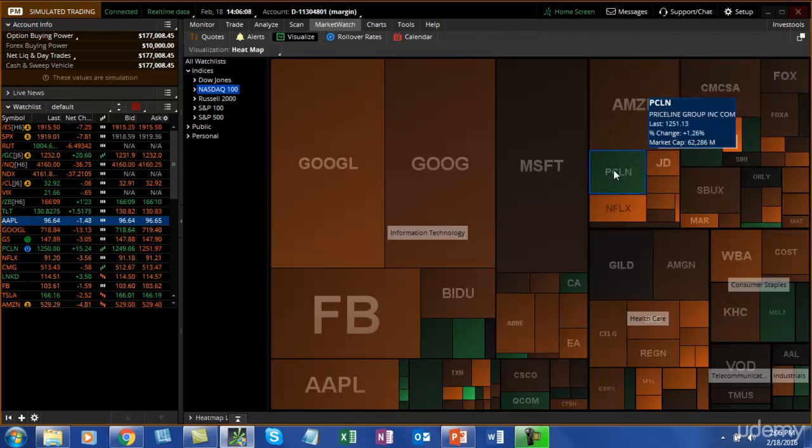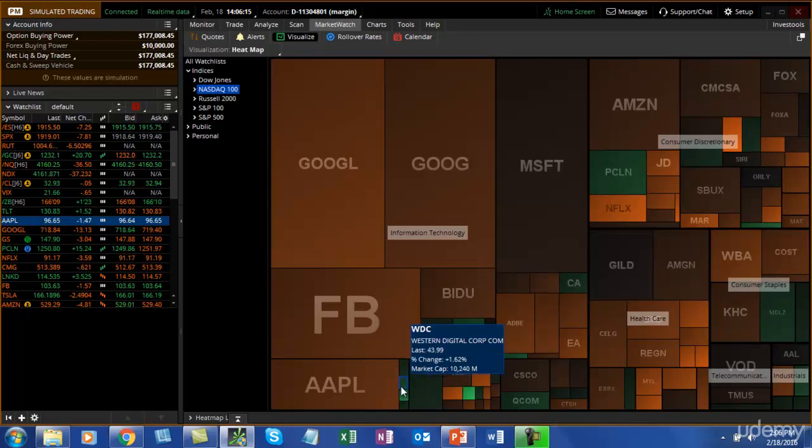Priceline seems to be up by about 1%. eBay is up by about 1%. And then there are a few other smaller stocks that are up over here. Facebook is down quite a bit. You can see that it's 1.44%. Apple is also down 1.5%. So you can get a view of the market in a visual sense right here.